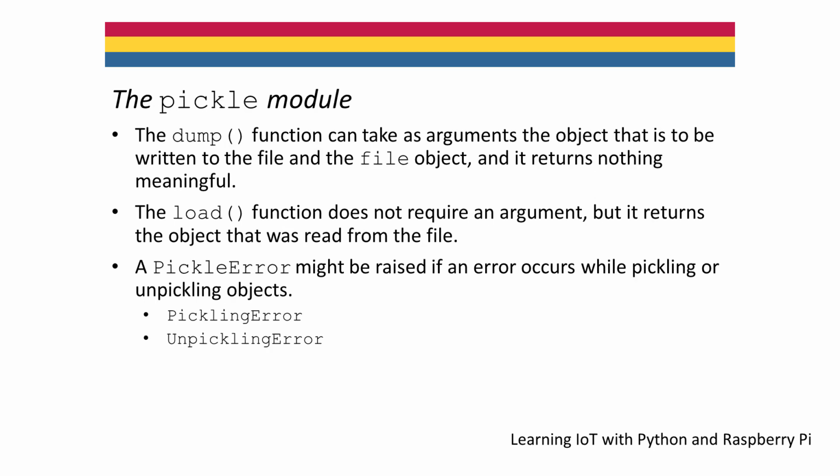The pickle module provides functions for writing an object to a file and functions for reading an object from a file. The dump function can take as arguments the object that is to be written to the file and the file object itself, and it returns nothing meaningful. The load function does not require an argument, but it returns the object that was read from the file. Both the dump function and the load function can be passed additional arguments, but calling the functions as described here will suffice for our purposes. Dumping is for writing to the file, and loading is for reading from the file.